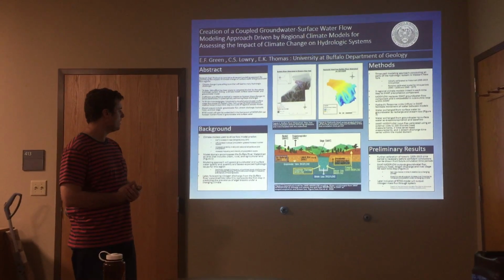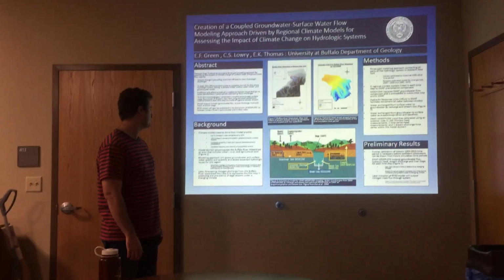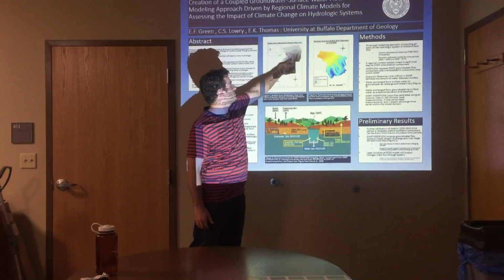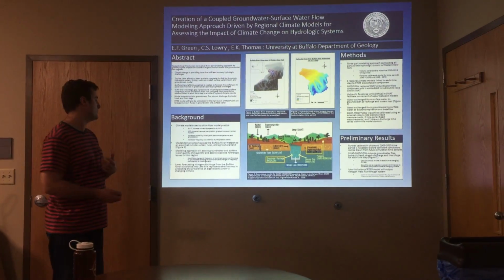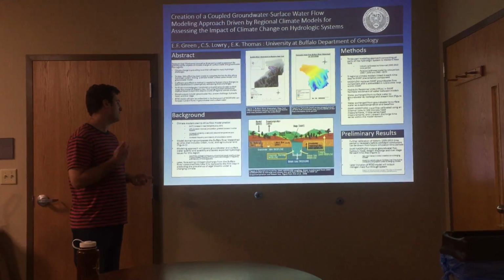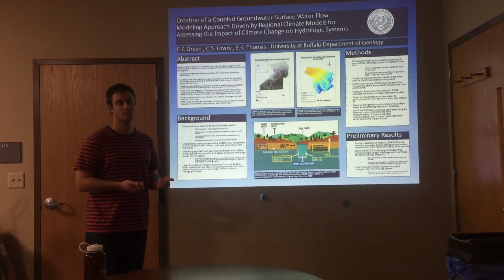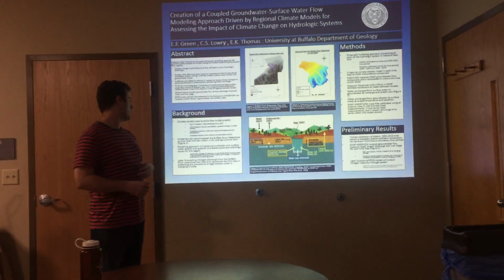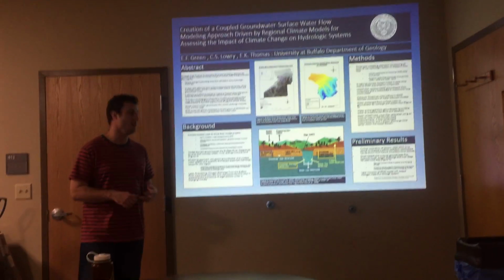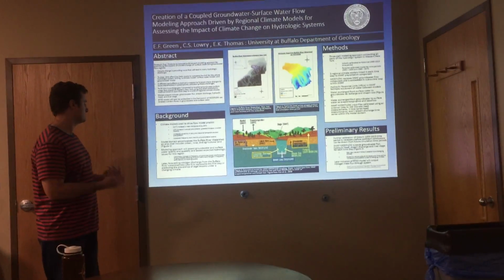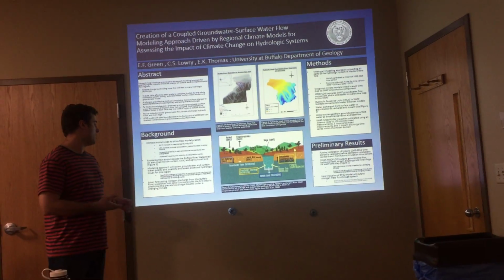So my model domain incorporates the Buffalo River watershed up here, centered around the city of Buffalo in Western New York. Our model domain includes urban, rural, and agricultural lands, so that we can see how the varying land types will be affected by climate change in the future. So this modeling approach will assess groundwater and surface water quality and quantity, and assess expected hydrologic issues for this region in relation to climate change.